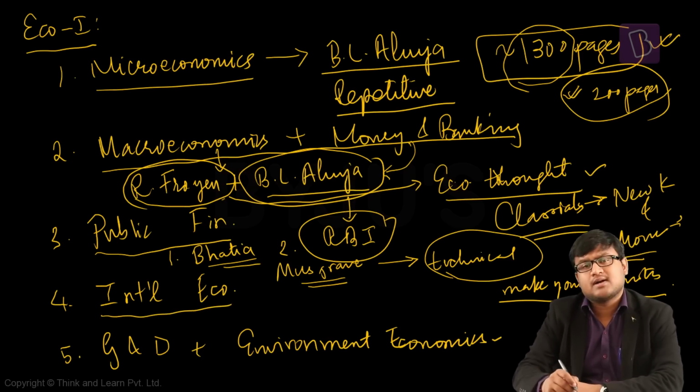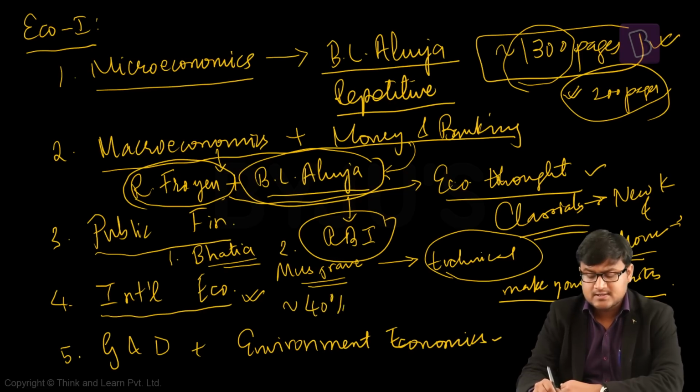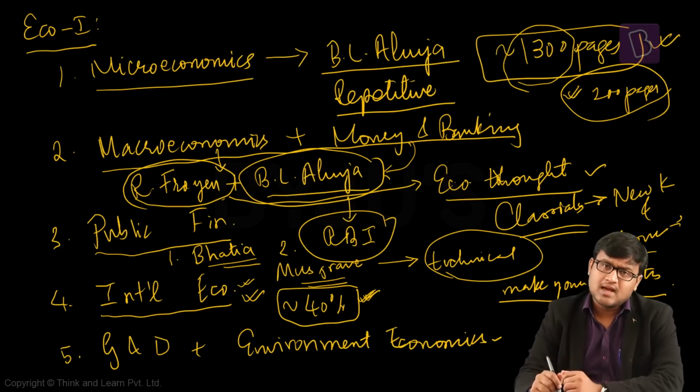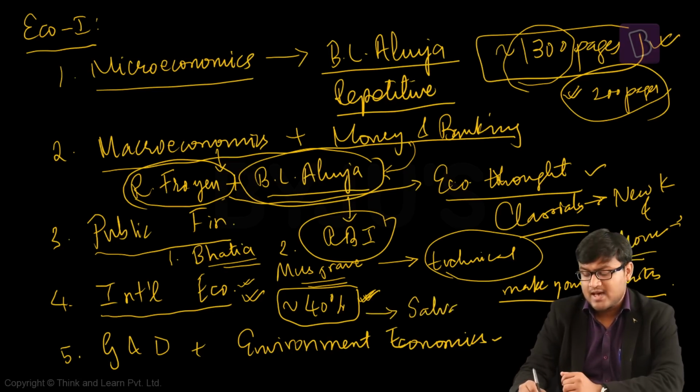Then the most important part of paper 1 is international economics. I am telling this as most important because if you cover international economics, you can cover nearly 40% of the questions in this paper. Because part 2 of the paper usually have questions from international economics and growth and development. And if you prepare international economics well, you can cover 40% of the paper from this. And one more good thing about international economics is that you just need to follow one source, which is book by Salvatore.